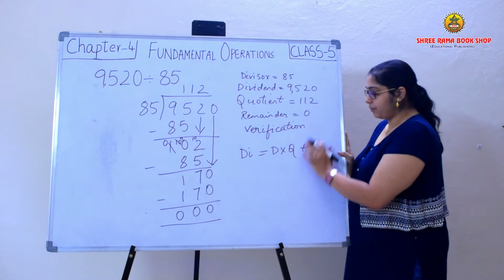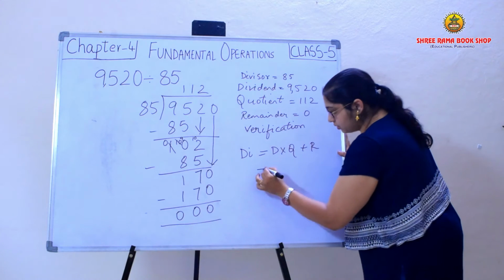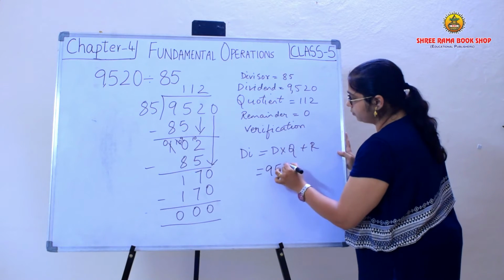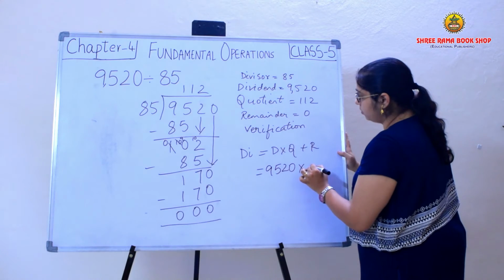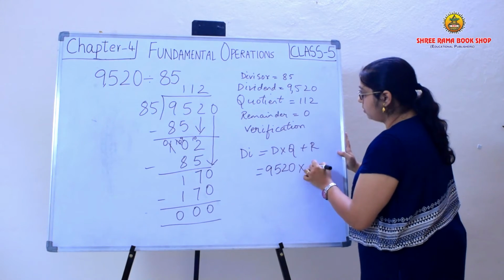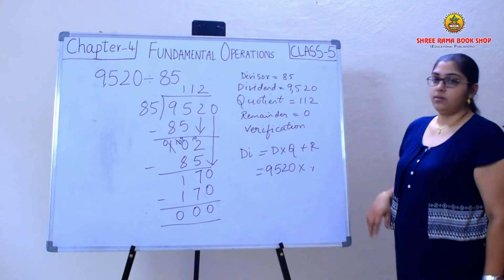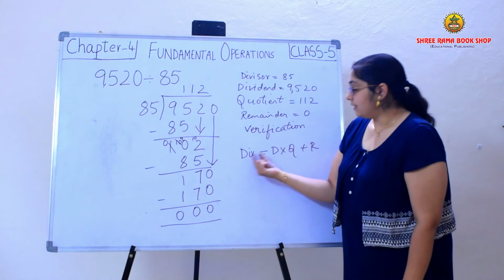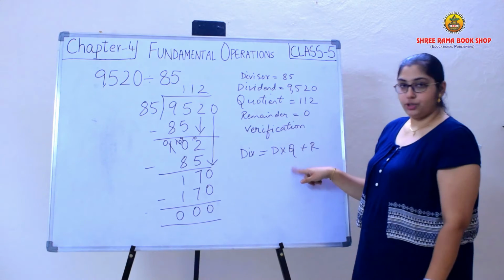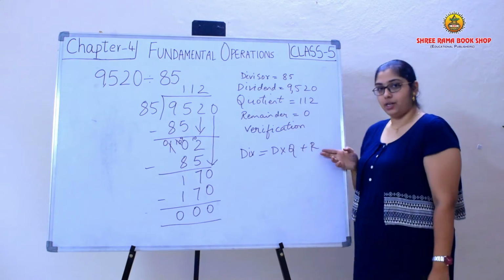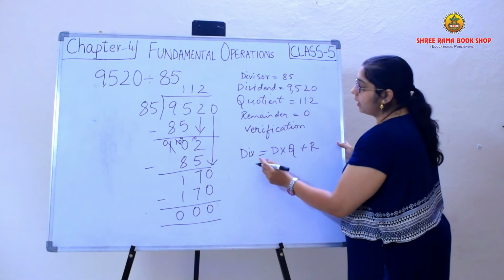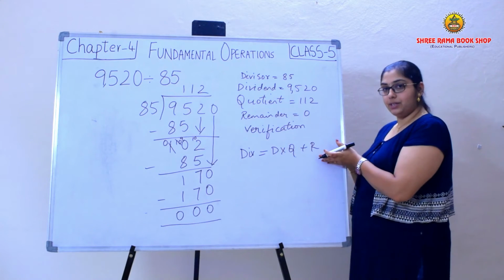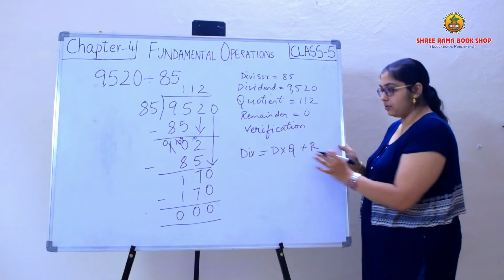I have said that if remainder is 0, there is no need of considering. So simply I can say that the dividend, which is 9520. For verification, it is dividend is equal to divisor into quotient plus remainder, right? I have said it in the recall part. So the dividend should be 9520 when I multiply the divisor into quotient, and if I add the remainder, I need to get the dividend.